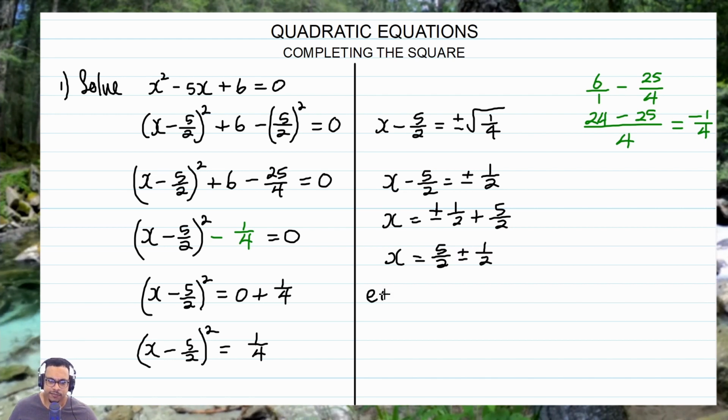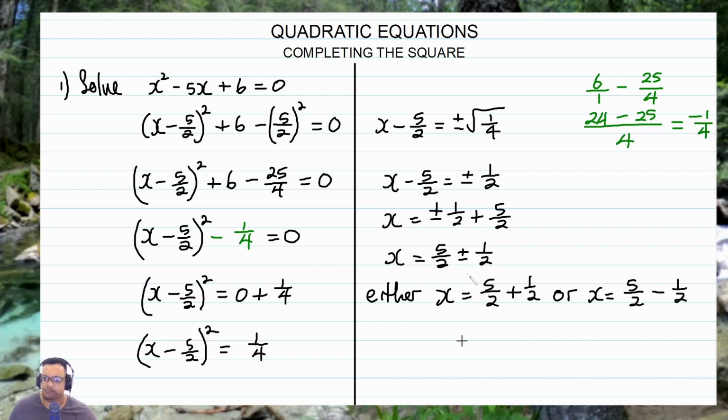So now we'll have either x is equal to 5 over 2 plus a half, or x is equal to 5 over 2 take away a half. So that's how we use the plus or minus sign. Either x is equal to 5 over 2 plus a half, or x is equal to 5 over 2 take away a half. So what I'll get is x is equal to 5 over 2 plus a half is equal to 6 over 2. That means x is equal to 3.